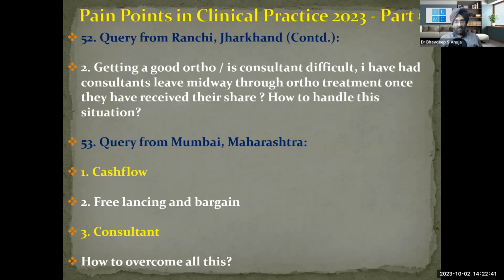Which brings me to query number 53 from Mumbai, Maharashtra. Cash flow, freelancing and bargain consultant. How to overcome all this? Now, one words can be too non-descriptive. Cash flow is basically when you have more spending and less earning, or you have more in your output and less in your input. That is how you decide a positive cash flow and a negative cash flow. Increase your services range, charge optimally or properly, and aim for a good OPD.